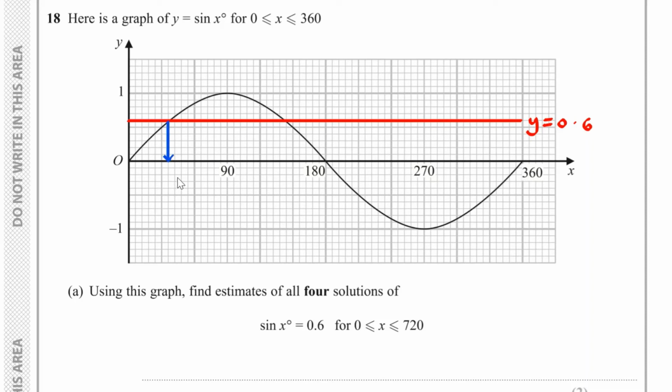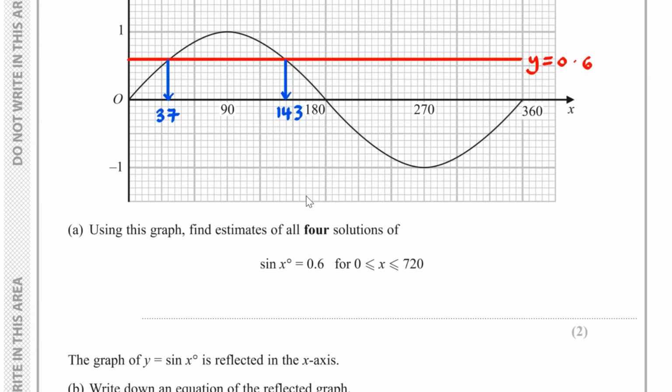then hopefully what you can see is we've got our first 2 values from here. We've got 37 and we've got a value of 143, or around that value. So we've got 2 values over here so far. We've got 37 and 143.